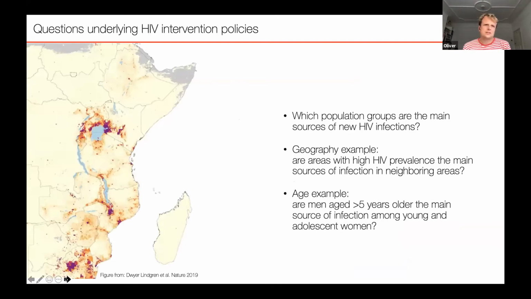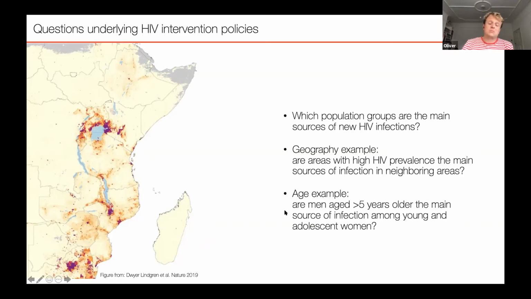So we want to help address some of the central questions that underlie HIV intervention policies. And one of them is: which population groups are the main sources of new infections? An example of that is in terms of geography. Are there particular areas with, say, high HIV prevalence, like these areas here around Lake Victoria, or if you go down towards South Africa? Are these the sources of infection in neighboring areas? So that's one of the questions we've considered already.